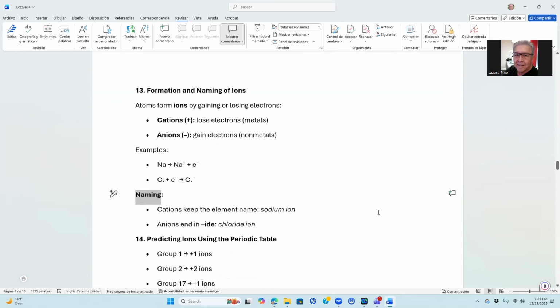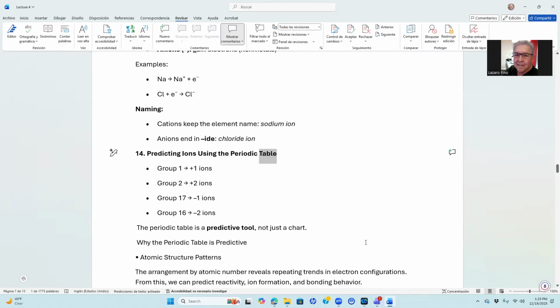Naming. Cations keep the element name, sodium ion. Anions end in -ide, chloride ion. 14. Predicting ions using the periodic table. Group 1, plus 1 ions. Group 2, plus 2 ions. Group 17, minus 1 ions. Group 16, minus 2 ions. The periodic table is a predictive tool, not just a chart.